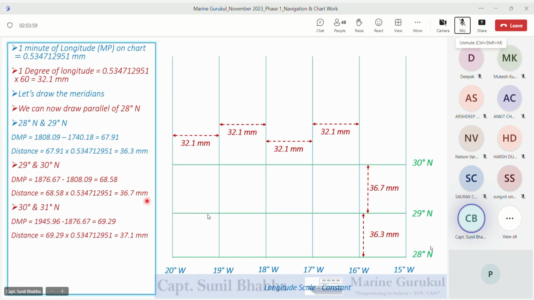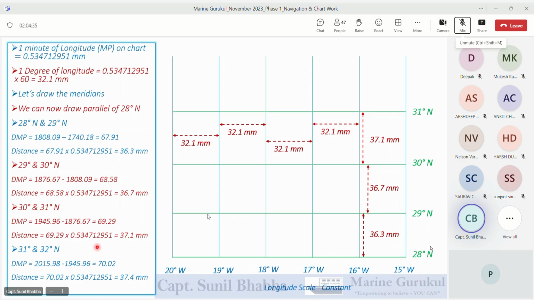Now doing exactly the same thing for 30 and 31, we find out the DMP from the meridional parts table. The DMP comes to 69.29. You can see now it has increased from 68.58, and multiplying this value 69.29 with 1 minute of longitude gives us a distance of 37.1 millimeters. So this is the distance to be kept between 30 and 31. So let's keep a distance of 37.1 millimeters and mark off the next parallel 31 degrees north.